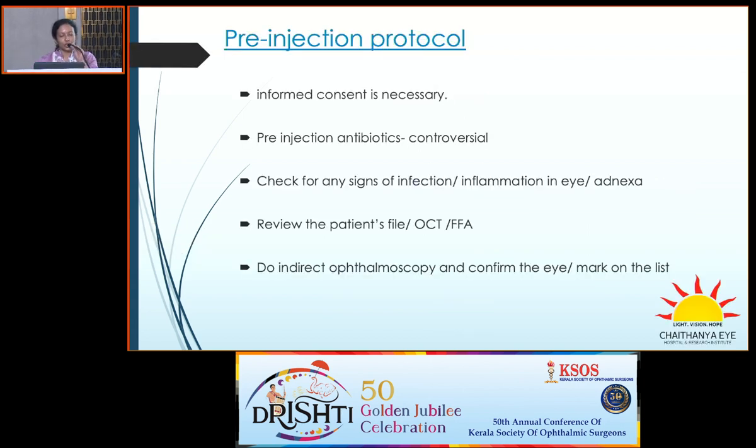Now, in the pre-injection protocol, what I follow is an informed consent is necessary. Pre-injection antibiotics are controversial. You may give, you may not give. It's personal choice. Prior to giving an injection, always check for signs of infection or inflammation in the eye or adnexa. Review the patient's file, OCT, and fluorescein angiography, whatever is available. And always, always, always do an indirect ophthalmoscopy prior to injecting. Confirm the eye that has to be injected and mark on the OT list.